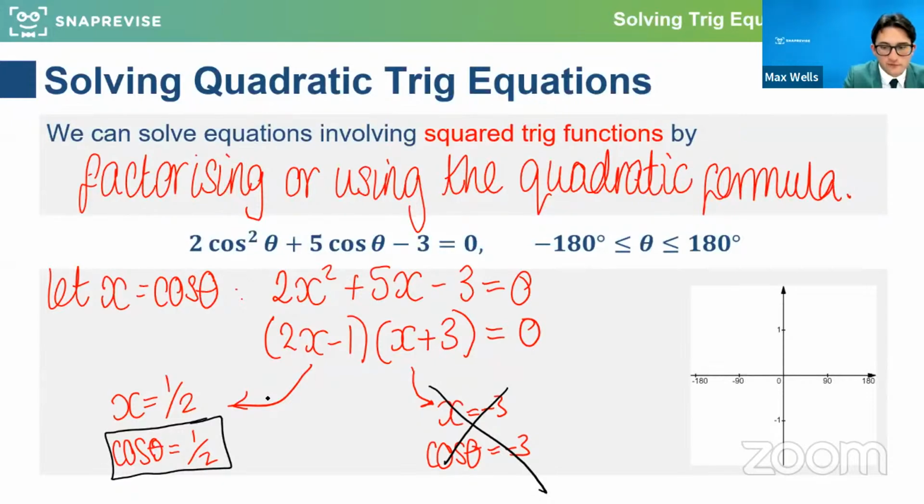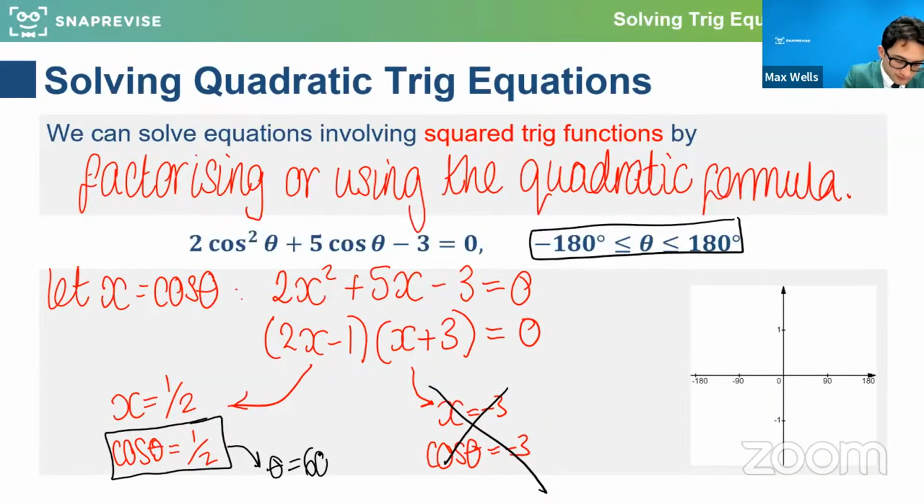If you do inverse cos of both sides, and we're looking for this interval between -180 and 180, we get that theta is equal to, the principal value is 60. The other value it could be is -60. Okay, so that's how we solve that one. Does that make sense to everyone? Let me know if there are any bits I need to clarify.